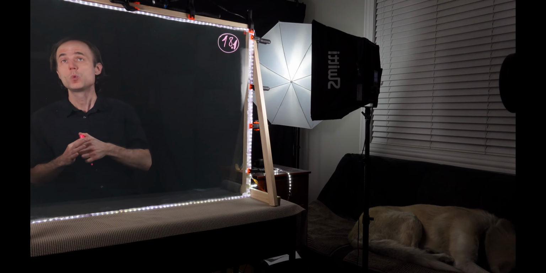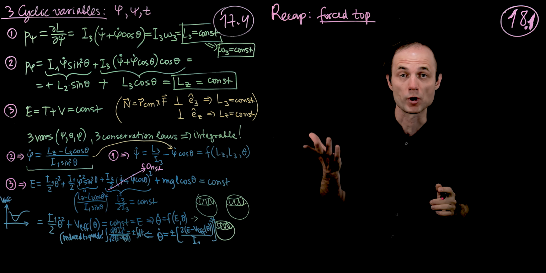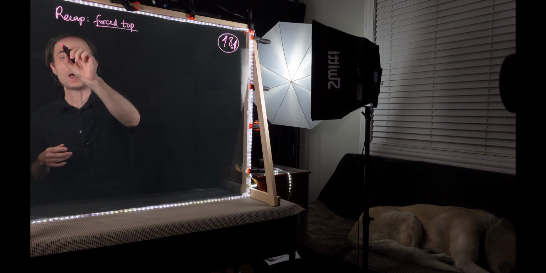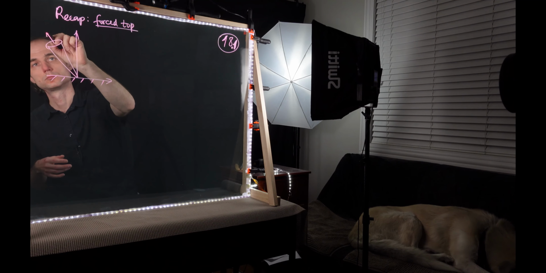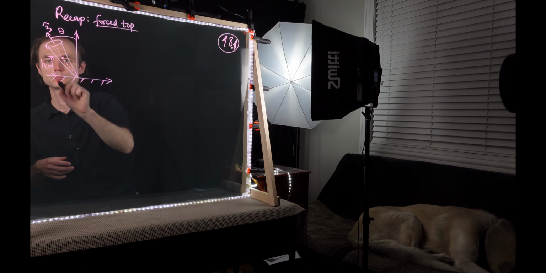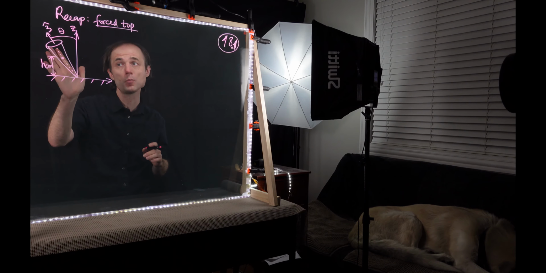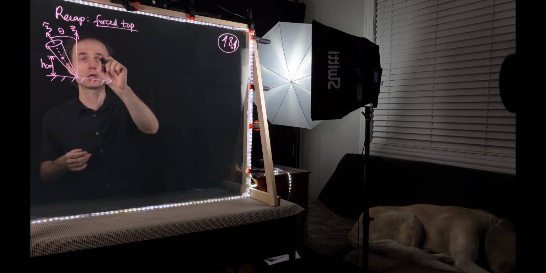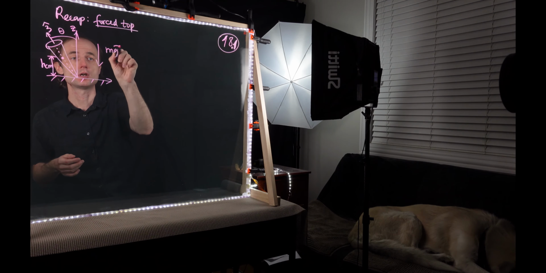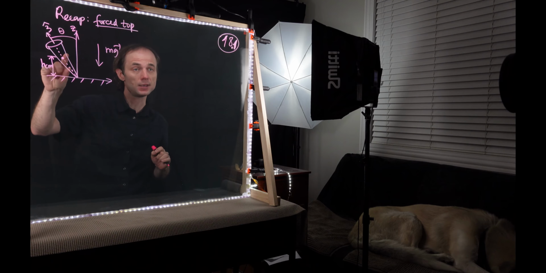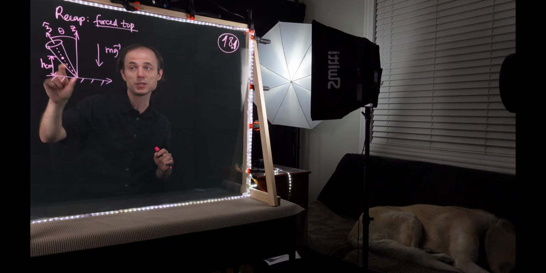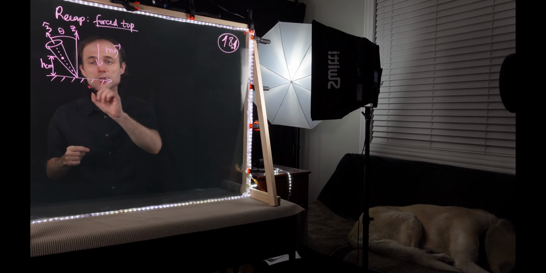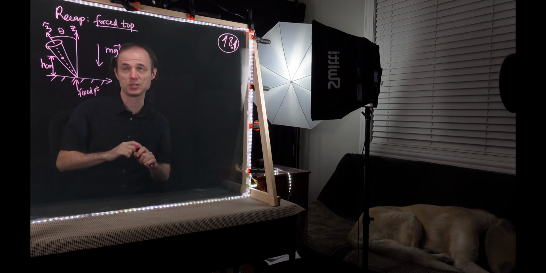And last time we were deriving the equations of motion for a forced top. So we have a top whose symmetry axis makes an angle theta with the vertical direction. This top feels the force of gravity, and its center of mass is displaced from the surface to which it's attached at a fixed point by height h_cm.